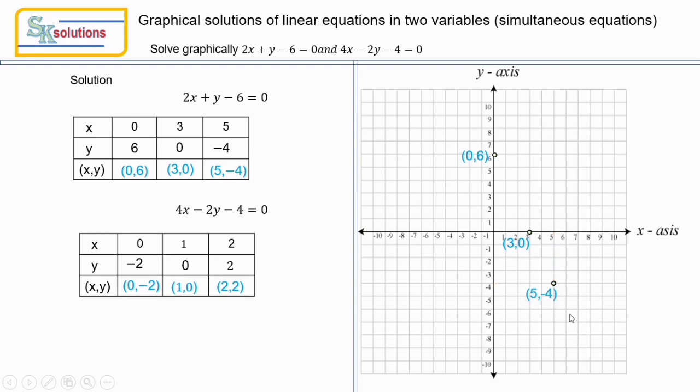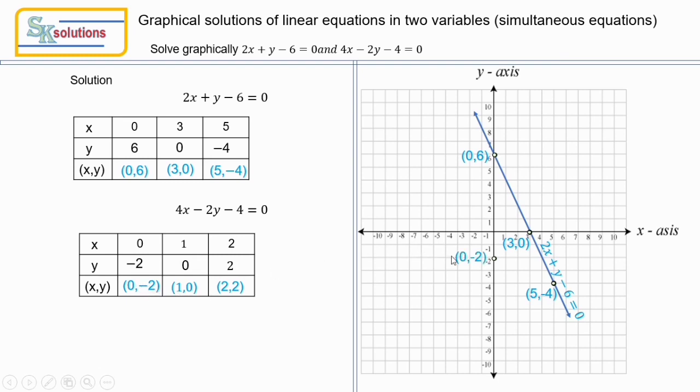So you get 5 minus 4 here. See, all these 3 points are in a straight line. Let us join these points by a straight line and write its equation as 2x plus y minus 6 is equal to 0. Now take up the second set of values, that is 0 minus 2.